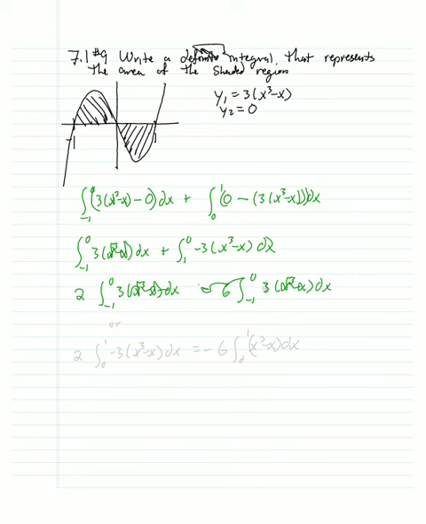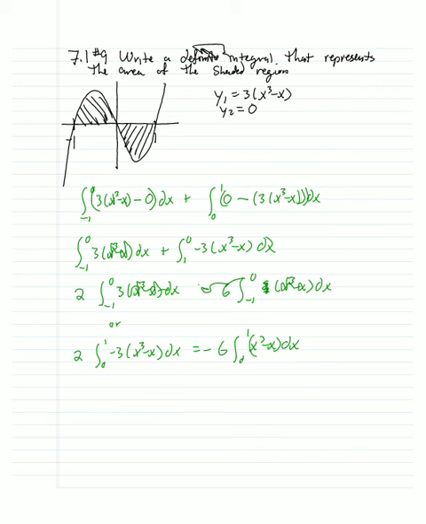Or we could write this as 2 times the integral from 0 to 1 of -3 times x cubed minus x dx, which would be -6 times the integral from 0 to 1 of x cubed minus x dx. This 3 shouldn't be there. Okay. And that's how you get those two possible answers.